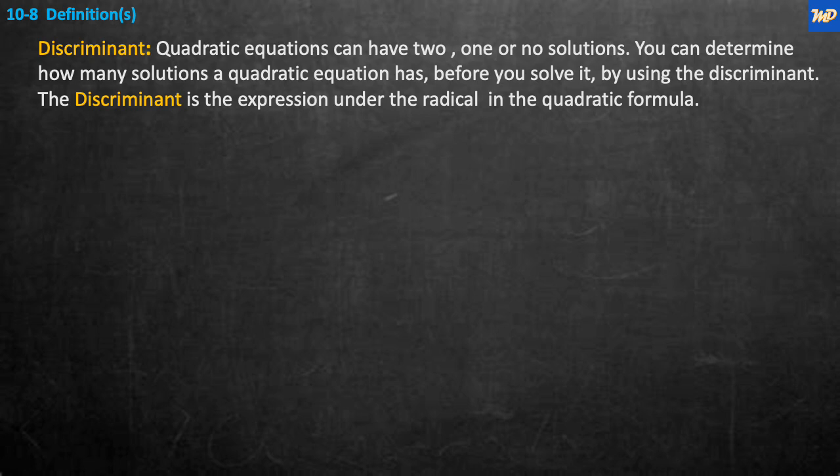Okay, let's start by going over a definition of the discriminant. Quadratic equations can have two, one, or no solutions. You can determine how many solutions a quadratic equation has before you solve it by using the discriminant. The discriminant is the expression under the radical in the quadratic formula.